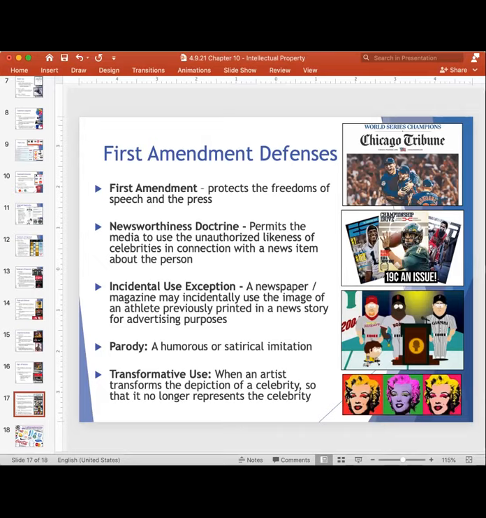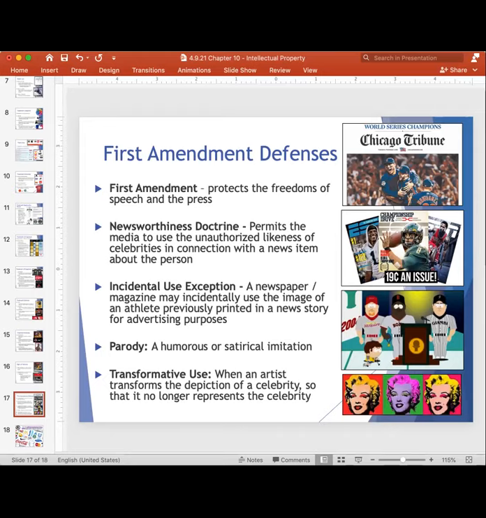And then the last is transformative use, which occurs when an artist embellishes the depiction of a personality rights holder so much so that the goods containing the depiction of this famous person are now more associated with the artist's rendering than with the famous person. Let me say that a little bit more simply. The individual's image is so transformed that when you see this image, the consumer primarily thinks of the artist and no longer that individual who was the source of inspiration.